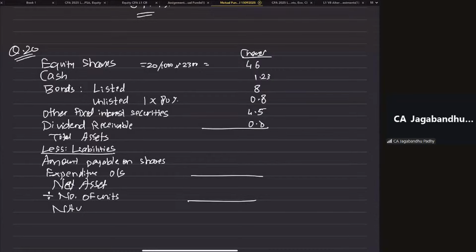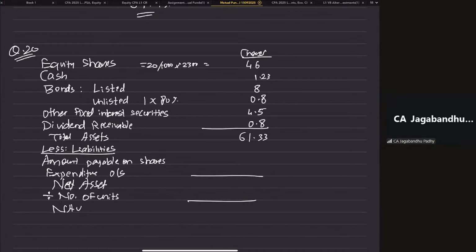0.8. So total assets works out to be how much? 61.4. No, it should not be 61.4. There is something 1.23. It's 61.33.